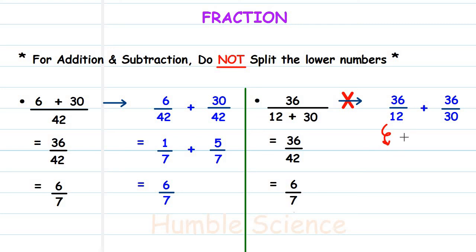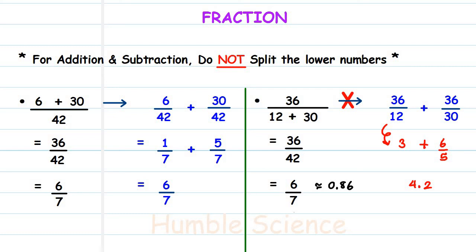This is going to be 36 over 12, which gives us 3. And this is going to be 6 over 5, which is about 1.2. So the answer here is going to be 4.2, which is totally not 6 over 7. 6 over 7 is actually about 0.86. So again, when we add or subtract fractions, please do not split the lower numbers.